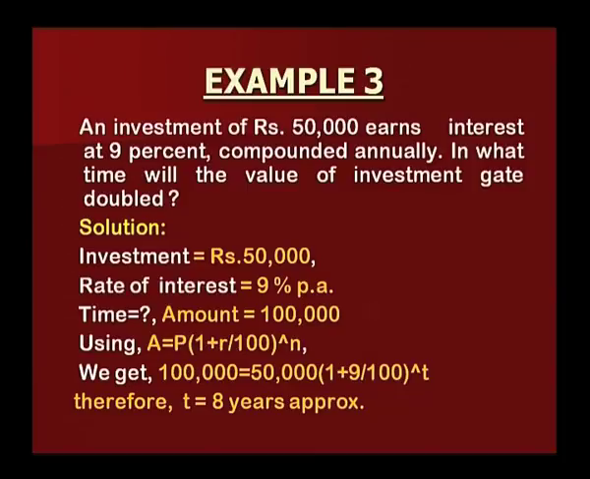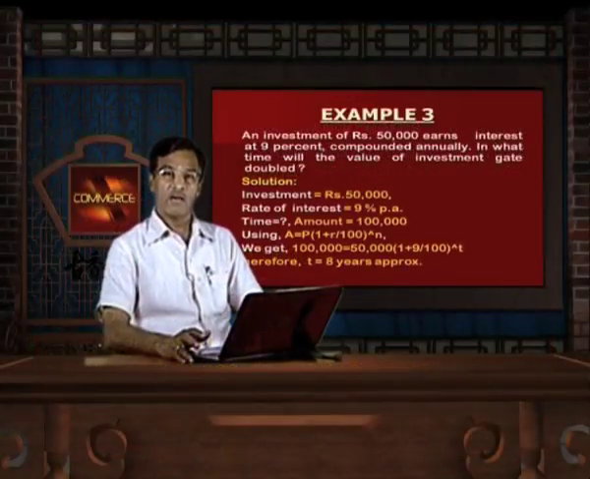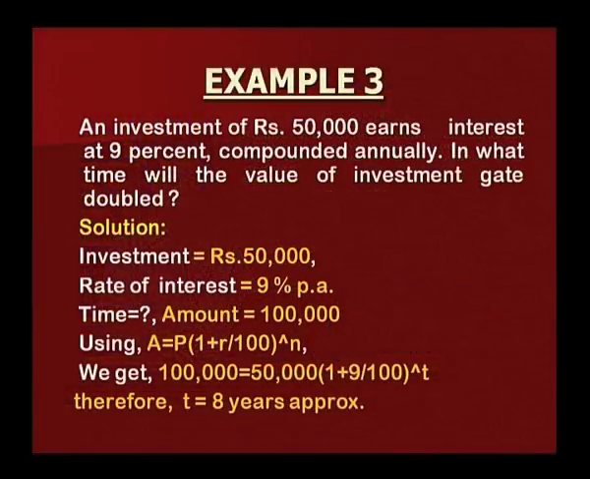Using the formula A is equal to P multiplied by 1 plus R upon 100 to the power n, we get 1 lakh is equal to 50,000 multiplied by 1 plus 9 upon 100 to the power t. Therefore, t is equal to 8 years approximately. Here we have calculated this value of t using logarithmic and anti-logarithmic calculation. In this question, time is to be calculated when the amount is doubled.